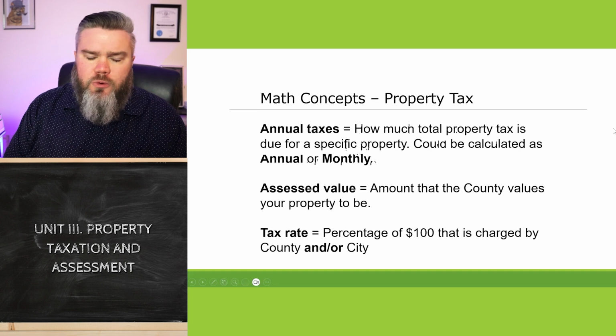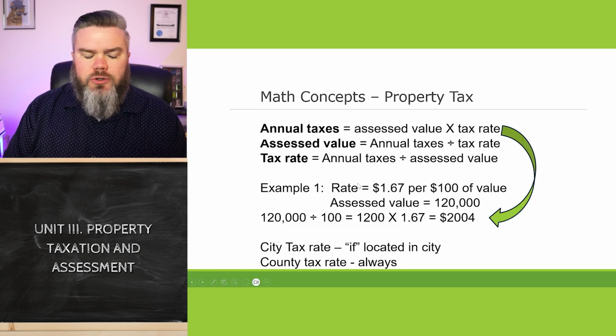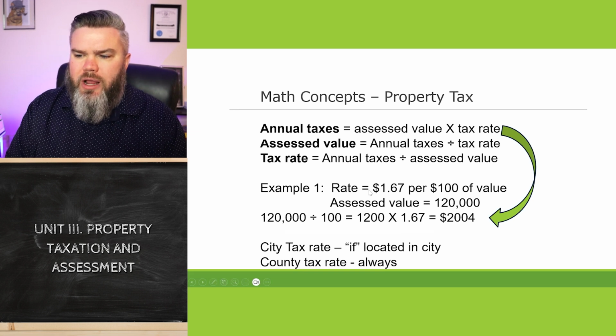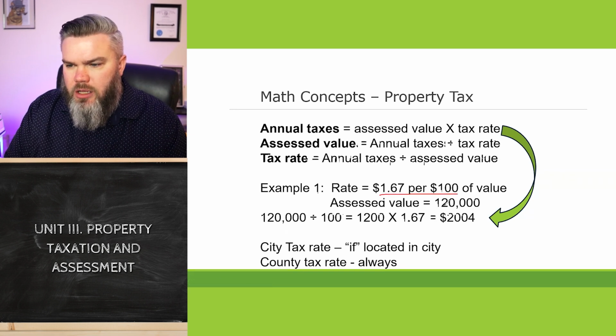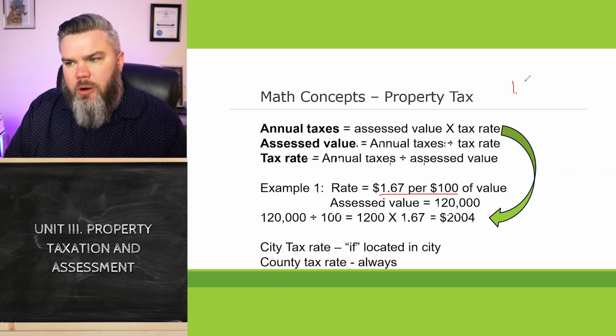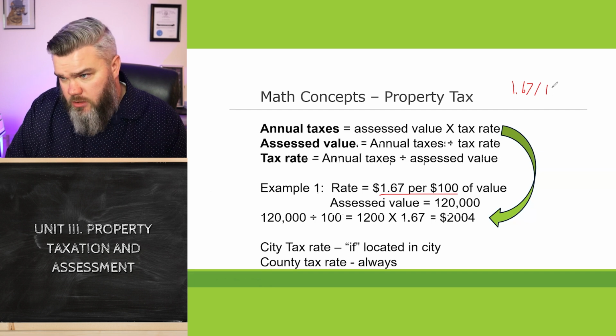So let me show you a couple different ways of breaking this down. I told you North Carolina uses a per 100 rate. And so here's an example of what a per 100 rate looks like. Sometimes it would also be represented as $1.67 with just a slash and 100.